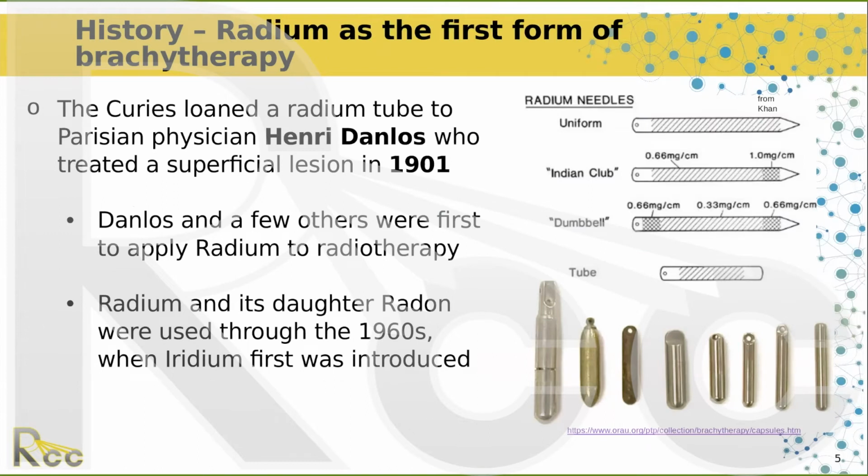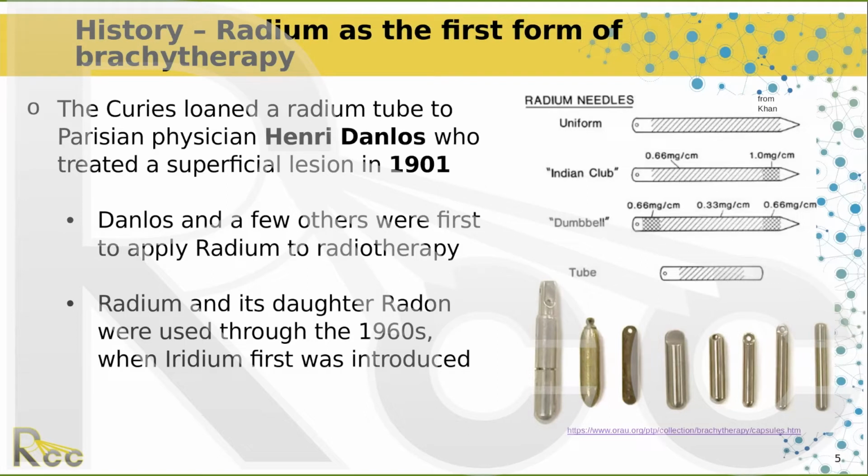So the Curies loaned a tube of radium to a physician friend of theirs, Henri Danlos. I give you a couple of names, but there are other people doing these things concurrently, and we're not quite sure who was the first to use radium on a patient. But Henri Danlos was loaned a piece of radium from the Curies, and he used it to treat a superficial lesion. He laid it on top of a superficial tumor, and it cured it. Well, it cured it locally.